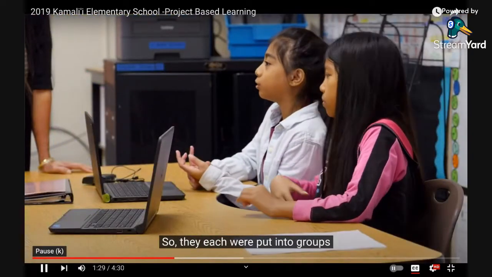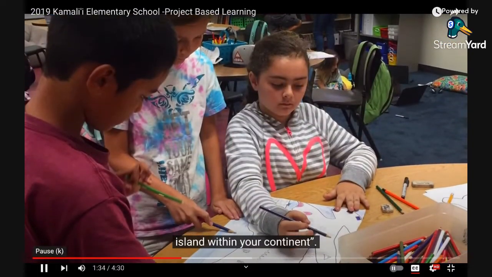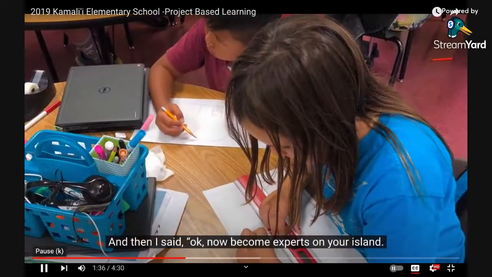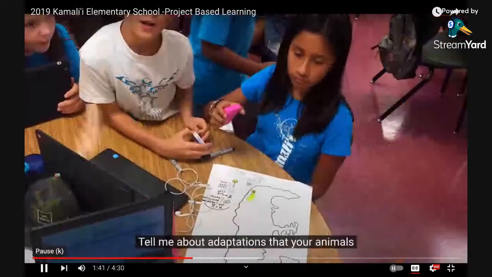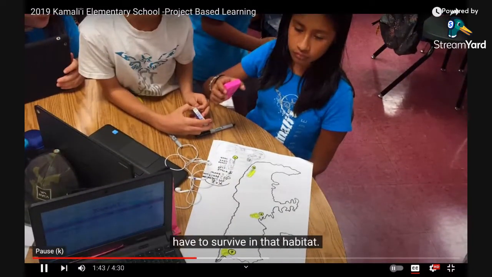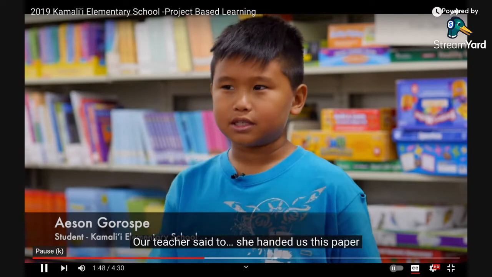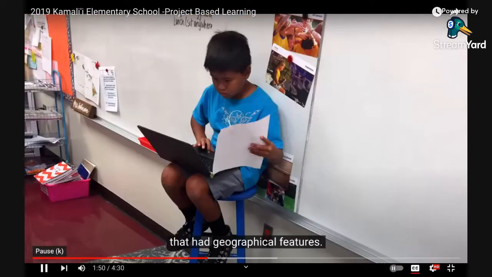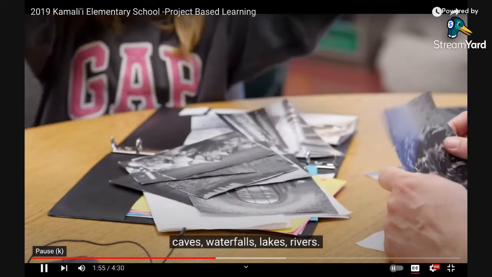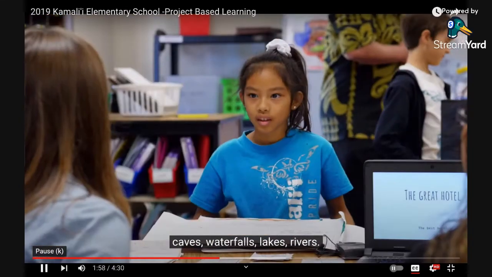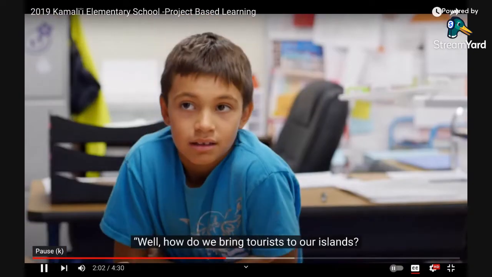So they each were put into groups and they each chose a continent. And then I said, okay, now choose an island within your continent. And then I said, okay, now become experts on your island. So tell me about the habitats. Tell me about adaptations that your animals have to survive in that habitat. Our teacher said she handed us this paper that had geographical features. So there was like forests, caves, waterfalls, lakes, rivers. So I asked them the question, well, how do we bring tourists to our islands?